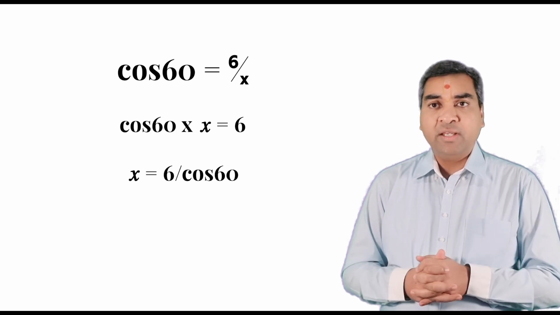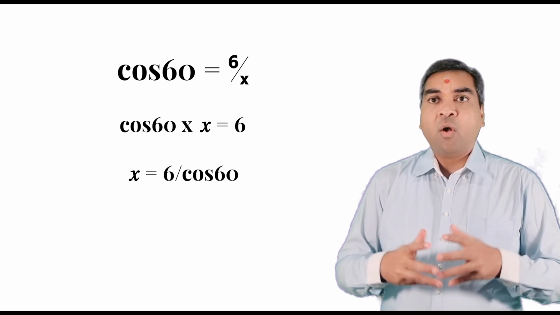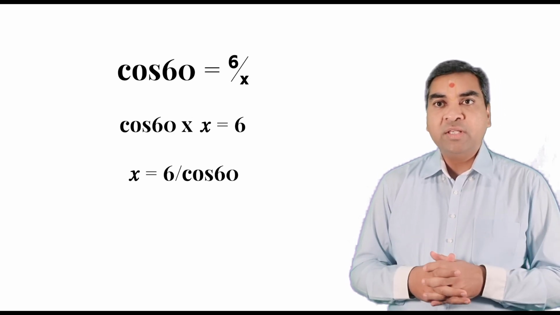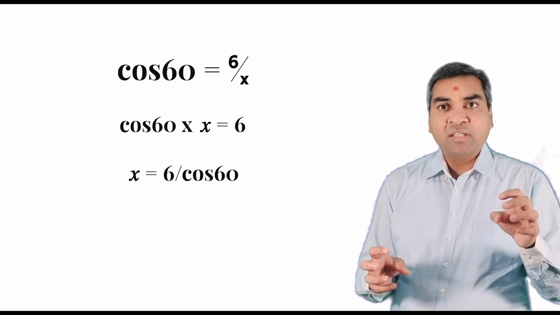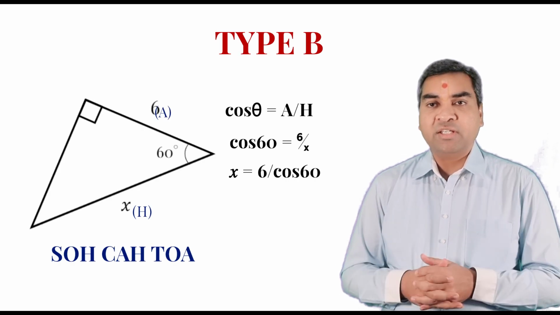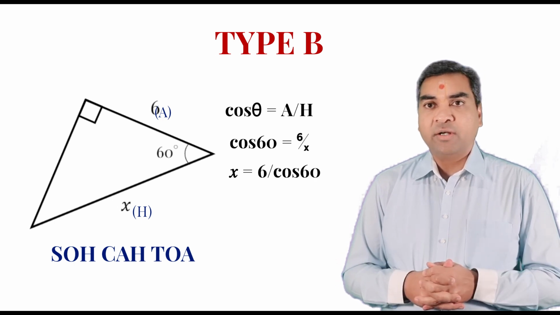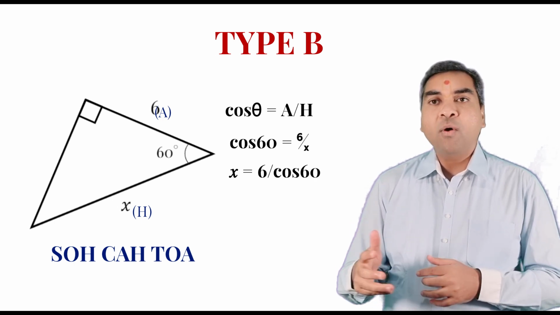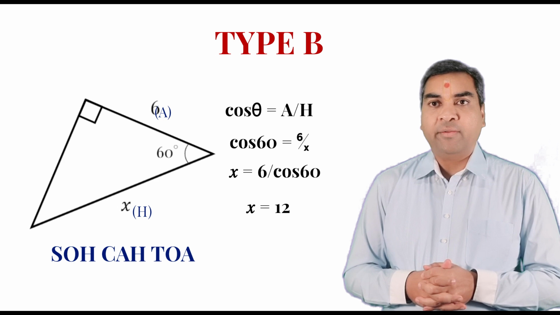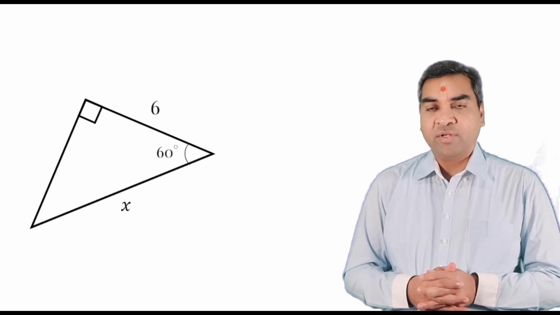The most important thing is, whenever your unknown side is in the denominator, you need to swap x and cos 60 over. So x will go to the other side and cos 60 will come in the denominator. So you can do that in 1 step as well. So x becomes 6 over cos 60. Now you can put x equal to 6 over cos 60 in a calculator and your answer is going to be 12. So my x equal to 12. This is the type B category of questions.